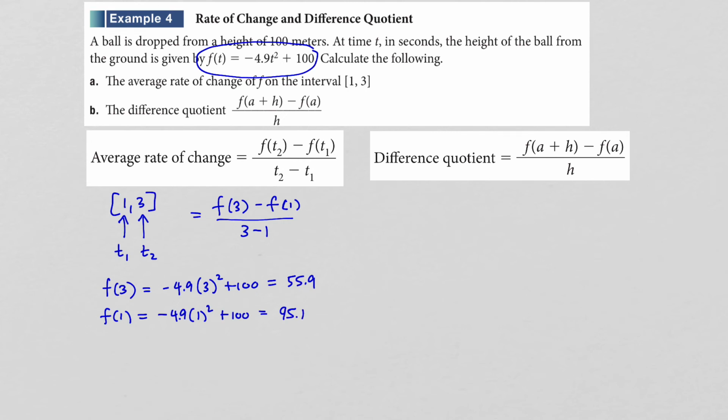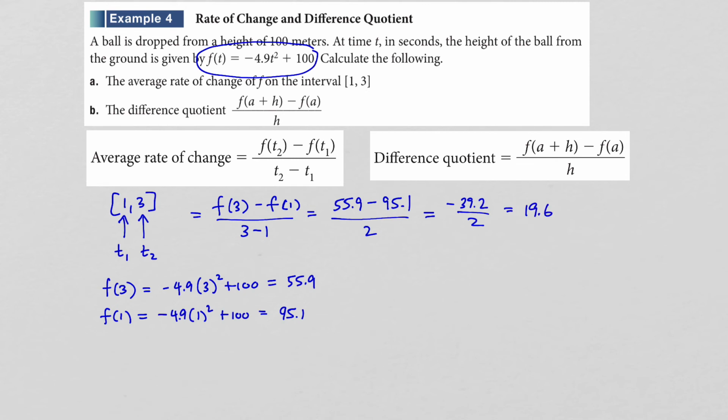So now coming back to the average rate of change, this is going to be f of 3, which is 55.9, minus f of 1, which is 95.1, divided by 3 minus 1, which is 2. And if we do the math on that, we get negative 39.2 divided by 2. And when we divide by 2, we get negative 19.6.